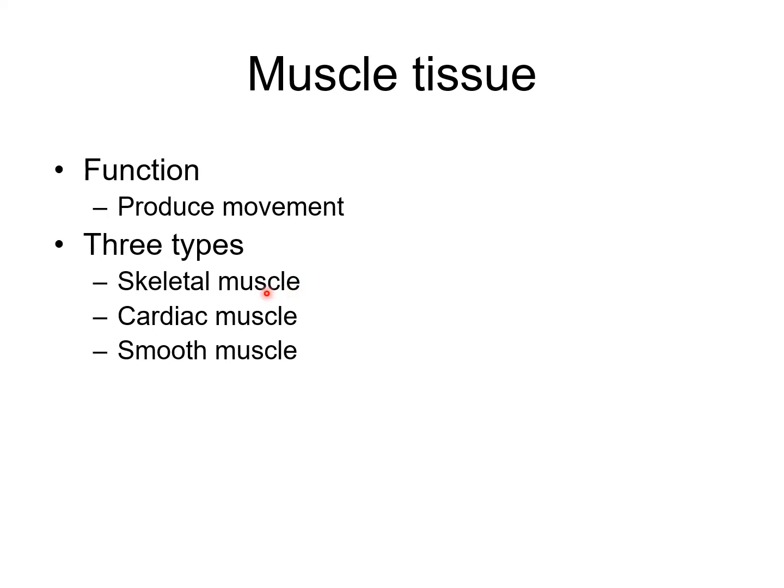Skeletal muscle, of course, are the muscles that you are most familiar with. Your pecs, your biceps, your calves. These are the muscles that are attached to your skeleton. They move your skeleton to create locomotion, and they are called, therefore, skeletal muscle. They are composed of skeletal muscle tissue.